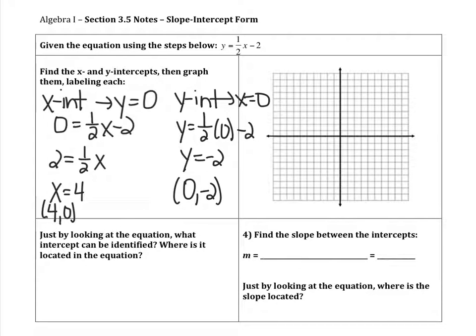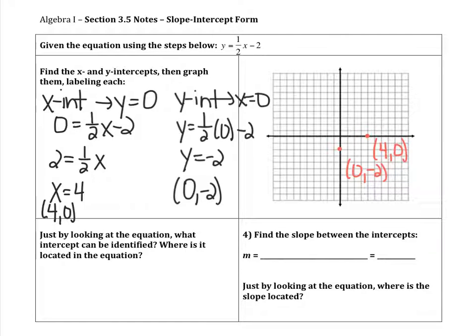The problem also said to graph them, labeling each. So now I have these two ordered pairs, (4, 0) and (0, -2). Taking them to my graph, I would go to (4, 0), starting at the origin. I would count over to the right 1, 2, 3, 4 points. So there's my point (4, 0), the x-intercept. Then starting at the origin for the y-intercept, this time I would just count down 2 units since the x value was 0 and the y value was negative 2. And there's my y-intercept, (0, -2).